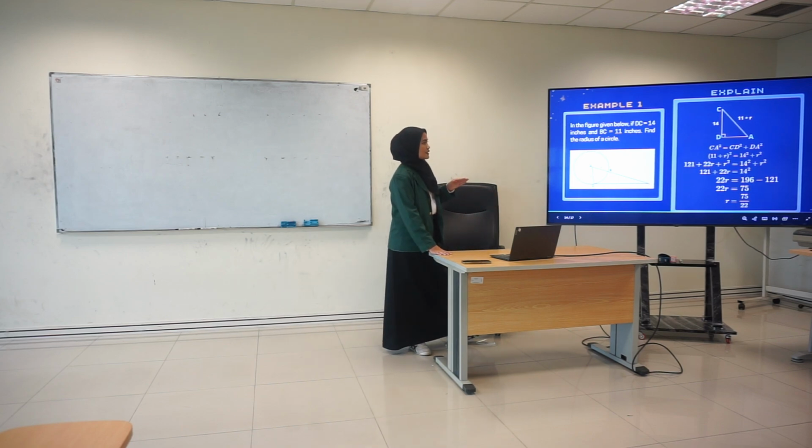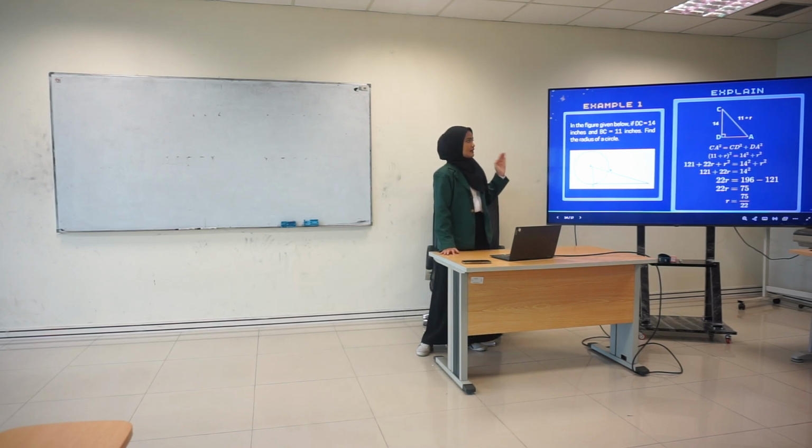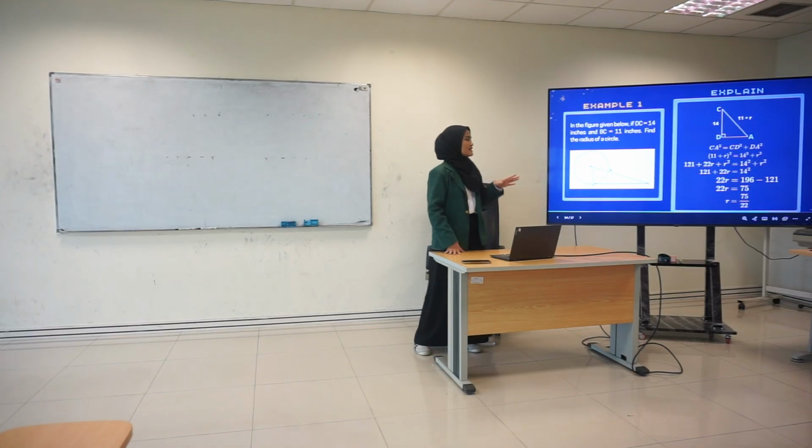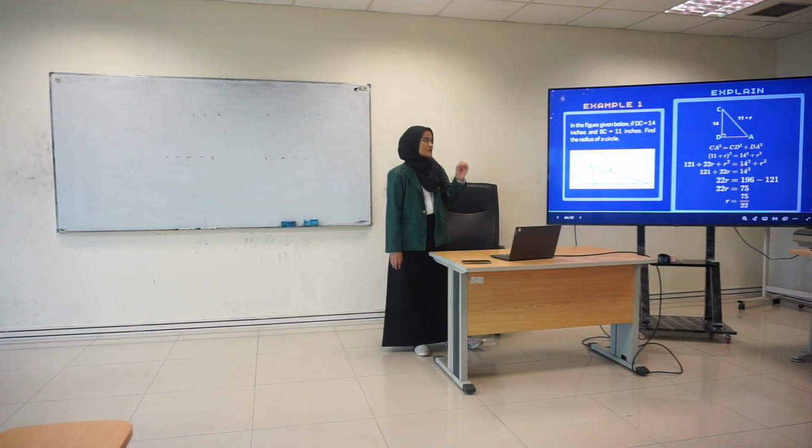In this case, we know that the length of CD is 14 and the length of CA is the addition of line CB plus BA. So BC is 11 and BA is R. So the length of CA is 11 plus R, and the length of DA is R. So we can use the Pythagorean theorem: CA squared equals CD squared plus DA squared.